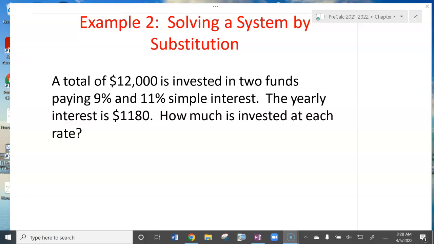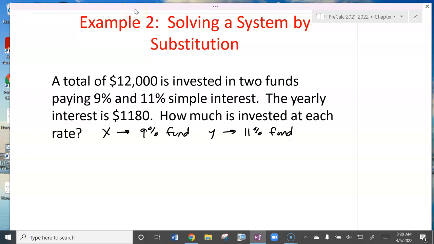So the first thing we're going to do is define some variables. So x is going to refer to the 9% fund, and then y is going to be with the 11% fund. So we've got two variables, x and y, and we need to solve a system of equations because two variables means we need two equations.